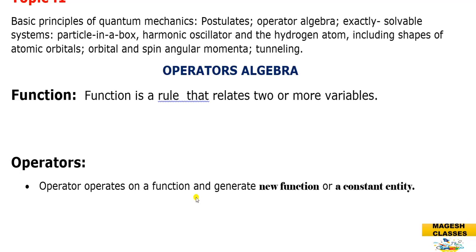It starts with the function. What is a function? A function is a rule that relates two or more variables. For example, we can say z is equal to x squared y. Now z is a function of x and y. So a function is a rule that relates two or more variables. The two variables here are x and y.